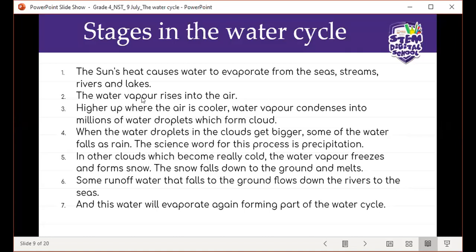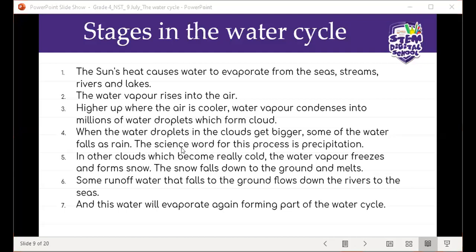Right, so I hope you are answered, Toby. So let us go back to the stages in the water cycle. The sun's heat causes water to evaporate from the seas, streams, rivers, as well as the lakes. And then second step is that the water vapor rises into the air. So the higher up where the air is cooler, water vapor condenses into millions of water droplets, which form a cloud. Okay, then when the water droplets in the cloud get bigger, some of the water falls as rain.